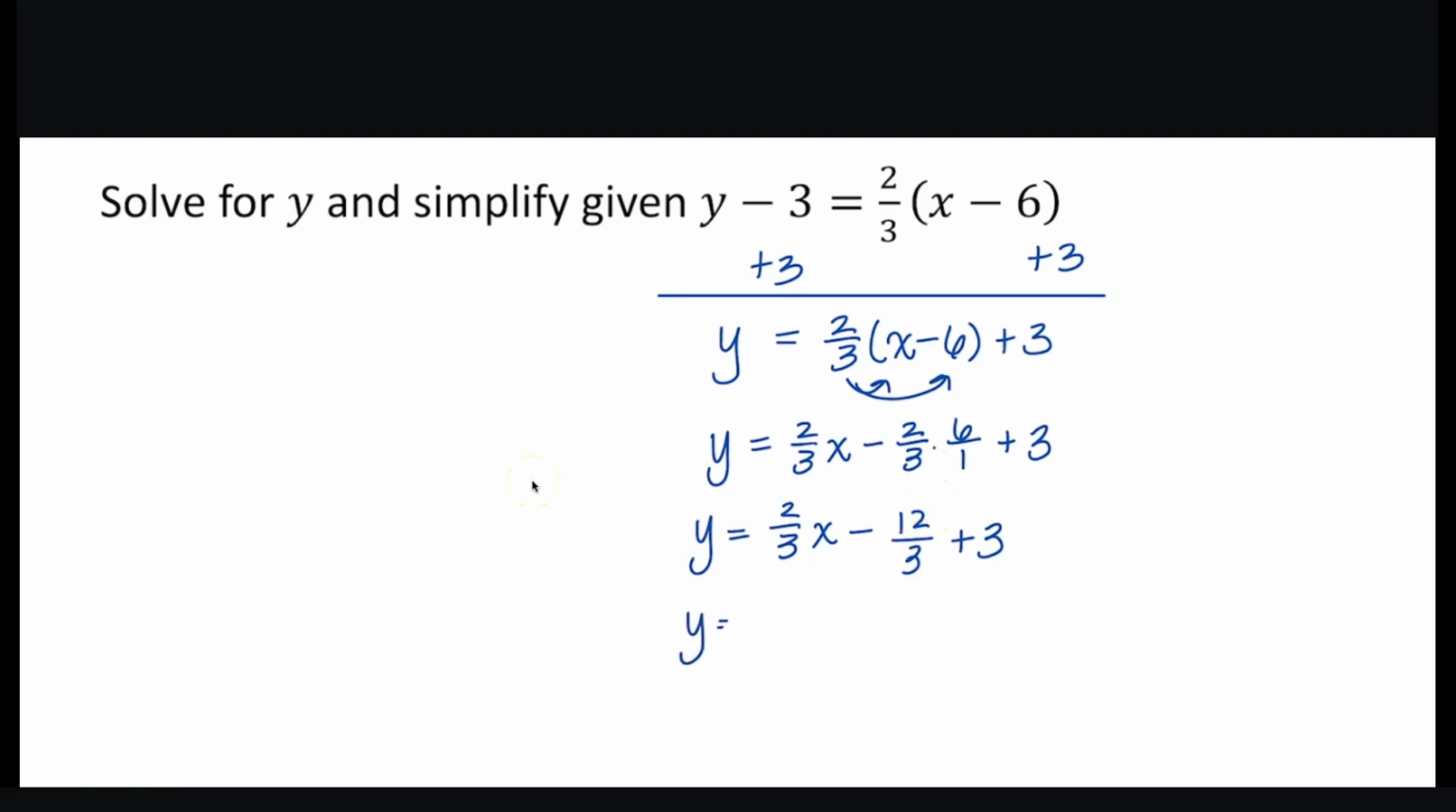So we have y is equal to 2/3 times x minus 4 plus 3. And last but not least, negative 4 plus 3 are like terms. So we have y equals 2/3 times x minus 1 if we add negative 4 plus 3.